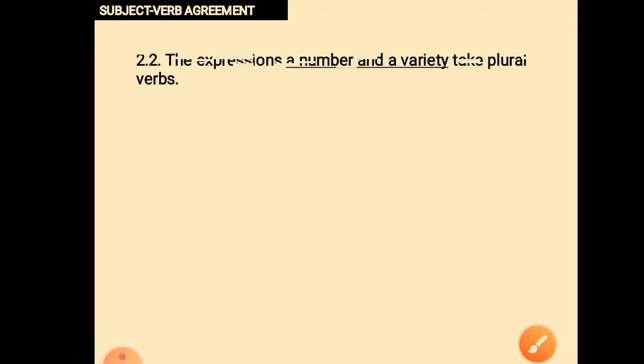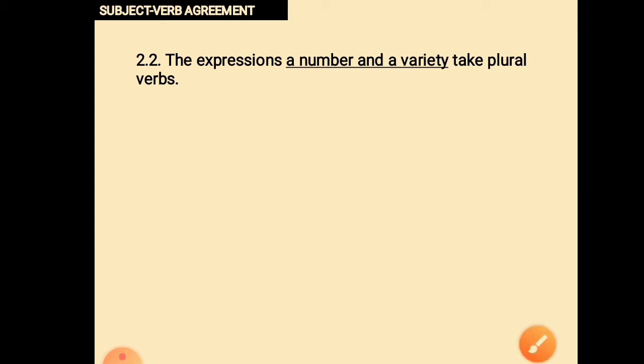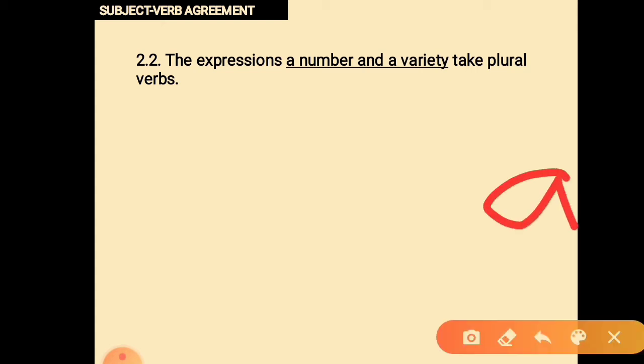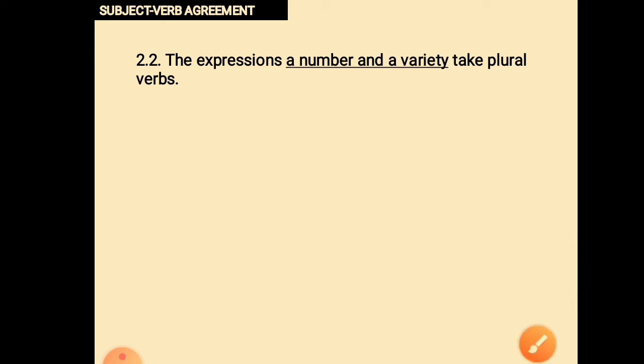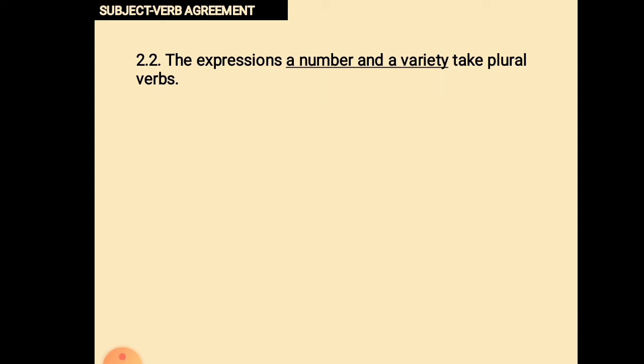Next, the expressions a number and a variety take plural verb. If a while ago I have mentioned the word the, right? So that is the number and the variety. Now for this time, we'll be talking about a number and a variety. So if that would be the case, then our verb is plural. Again, if you have noticed in the sentence that a number and a variety, we are taking plural verbs.